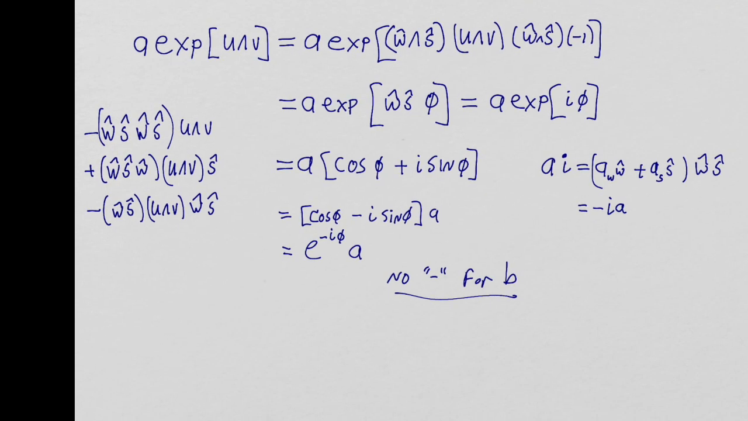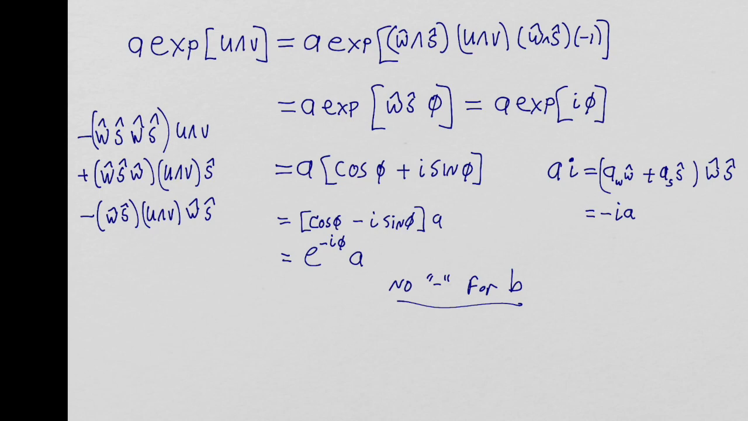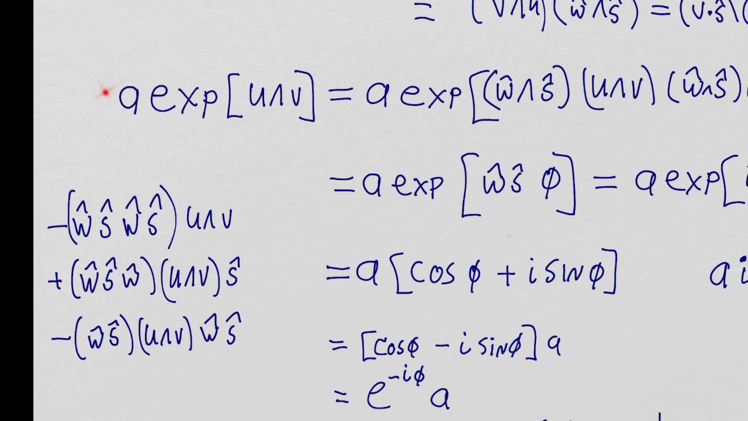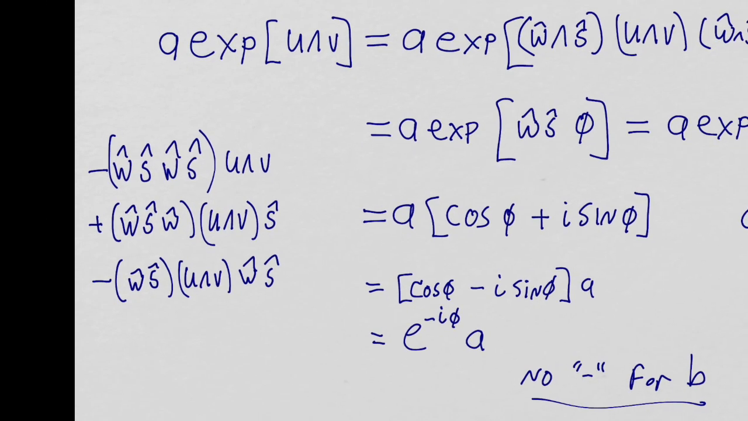So what I want to talk about now is a real number times the exponential of a bivector. We're just going to take the exponential of an arbitrary bivector, u wedge v. The first step is to create I for the plane defined by u wedge v. We're going to create the pseudoscalar of that plane, and we've learned how to do that already. And we're going to call that pseudoscalar w hat s hat, just like we did earlier.